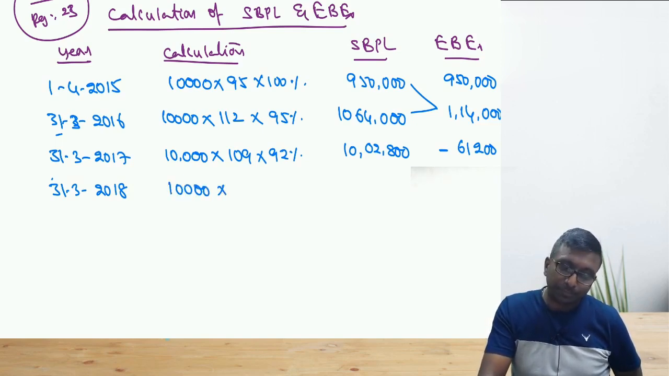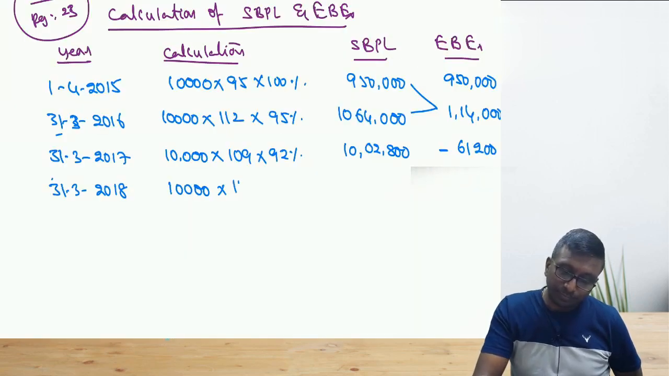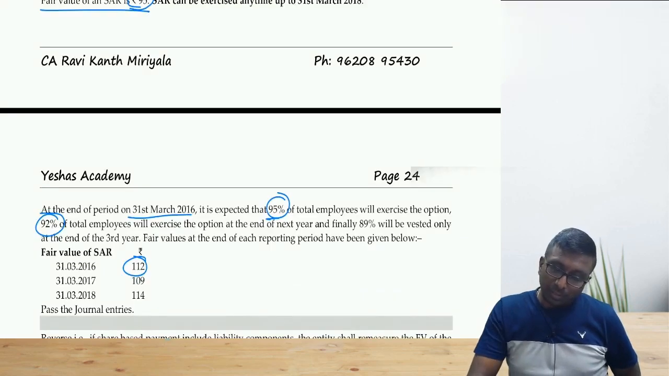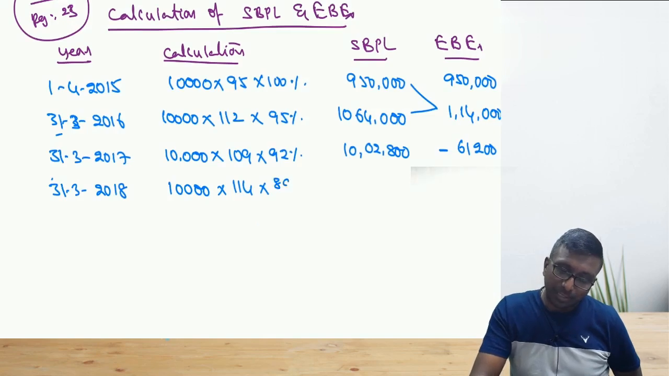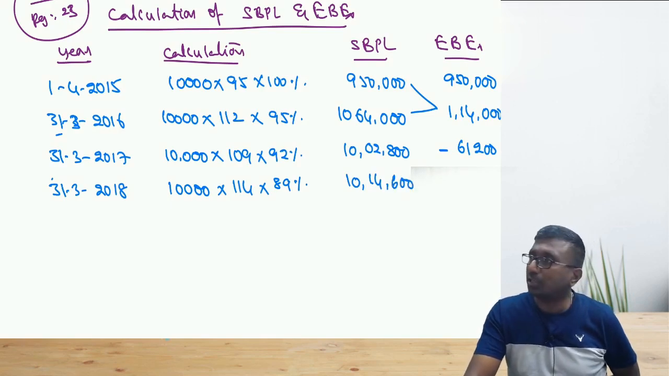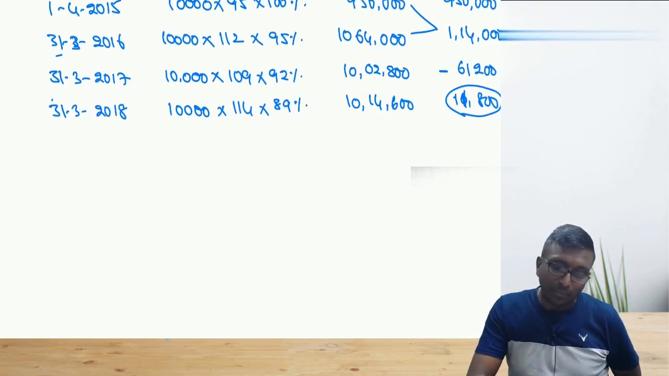Yeah, last year, 31st March 2018. 10,000 options, 114, into percentage 100. Yeah, 89 percent finally. Yes, 89 percent. How much, na? 10 lakh? Okay, so positive. 11,800. That's all.